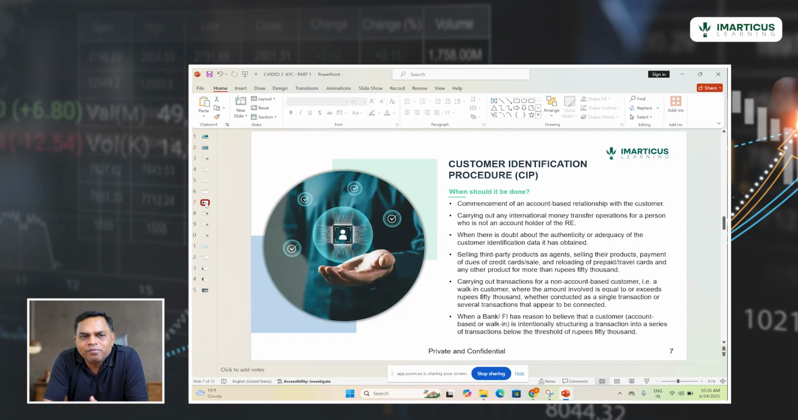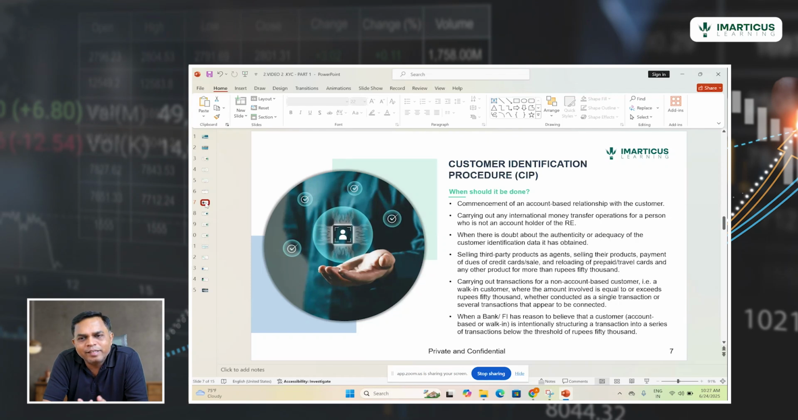Now, this is the first and the beginning stage in a KYC. Basically, this is a series of activities which is done to identify, or we can say to know, the client. The background verification of the client happens in the CIP stage.